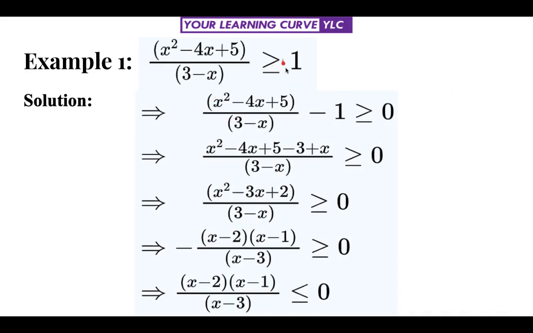What we do, we first transfer this 1 to the LHS, subtract it, and make it x square minus 4x plus 5 minus 3 plus x. It becomes x square minus 3x plus 2, and the denominator is still 3 minus x, greater than or equal to 0. Now we have first made the RHS 0. Our next target will be factorizing the expressions. We will factorize this as (x minus 2)(x minus 1). Now we are left with (x minus 2)(x minus 1) upon (3 minus x).